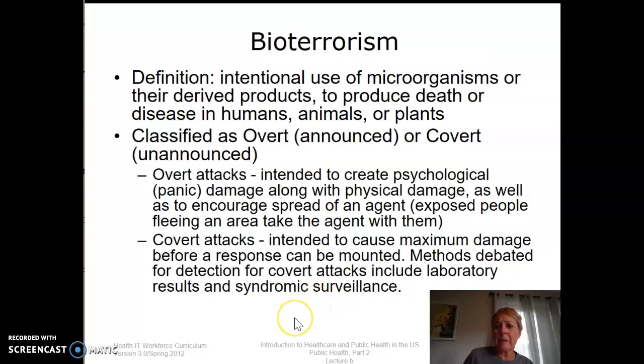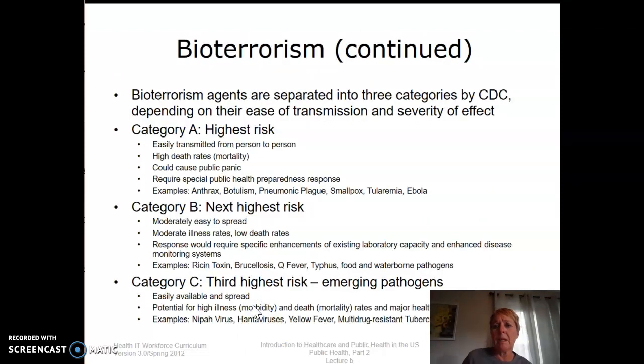So bioterrorism, you could get an overt attack that will create panic along with physical damage as well as encourage the spread of an agent. Covert is where you have maximum damage before a response can even be mounted. Labs could be debated for detection of covert attacks. Other kinds of bioterrorism, they're separated into 3 categories by the CDC.